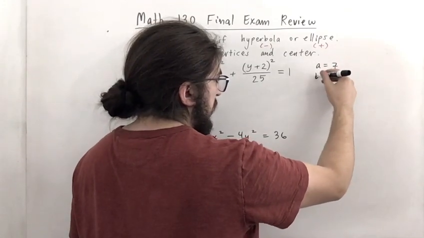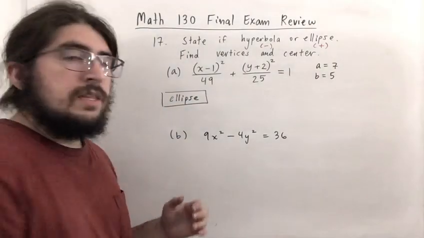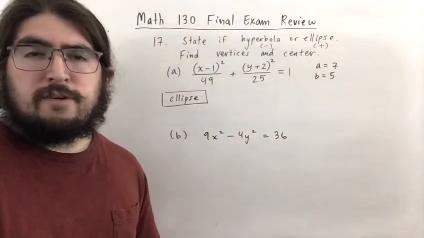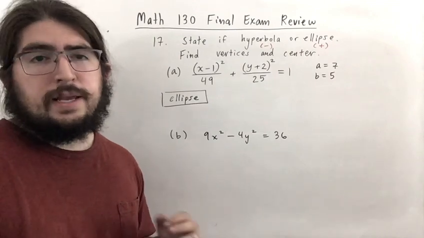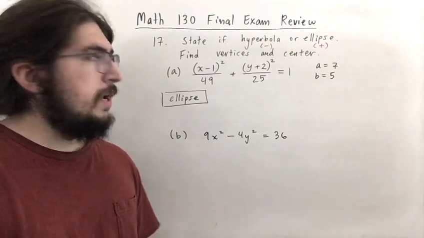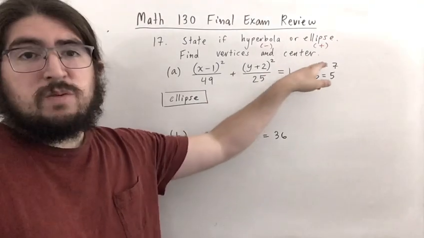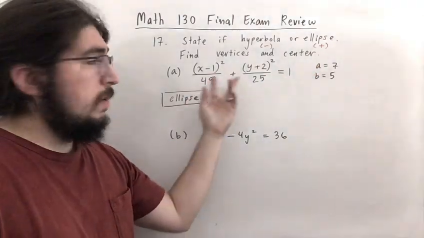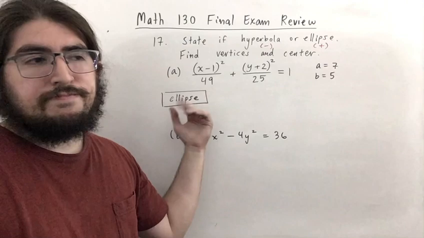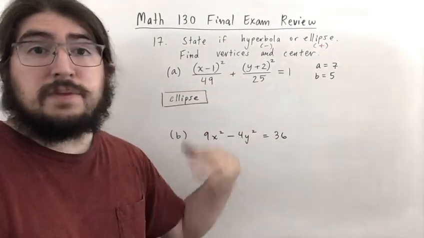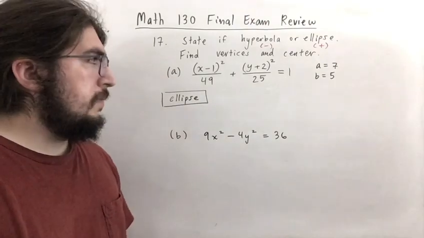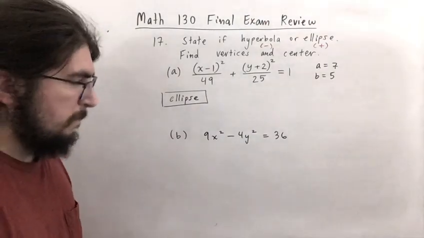I'm kind of jumping the gun a bit, but for ellipses, the larger one is what we call a. For hyperbolas, the one in front of subtraction for the denominator is what we call a. So they behave a little differently. Okay? So I knew that 7 was a because the larger one is 49. So if you square root these, you get 7 and 5, but the larger one is a, and the smaller one is b.